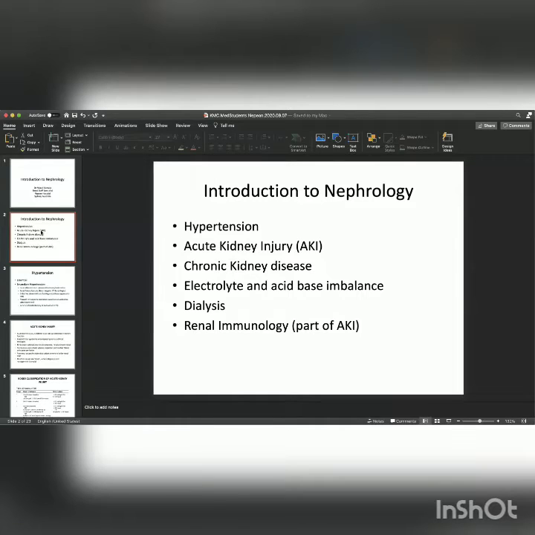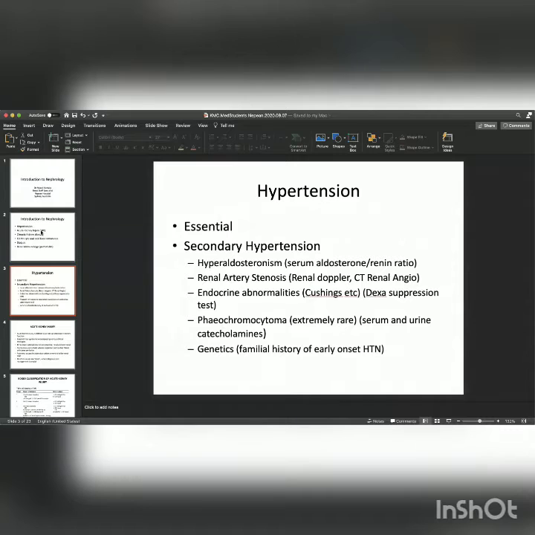Electrolyte and acid-base imbalance. Then we'll touch a little bit on dialysis and renal immunology. Renal immunology is a very integral part of acute kidney injury, but I wouldn't delve too much into renal immunology because we'll discuss that within the context of acute kidney injury. Okay, so let's go to hypertension.